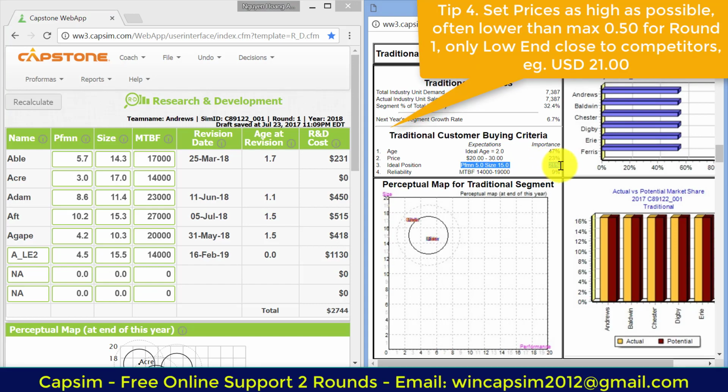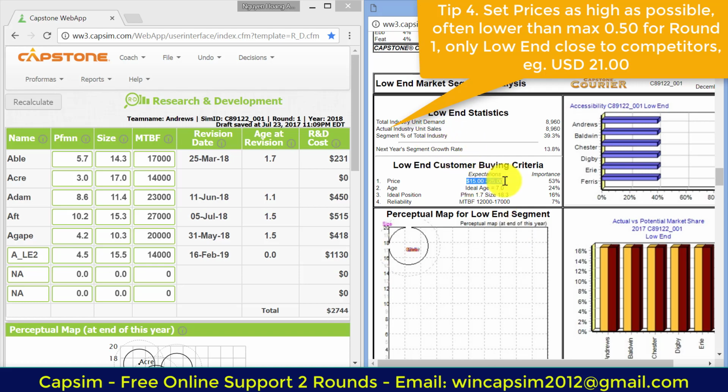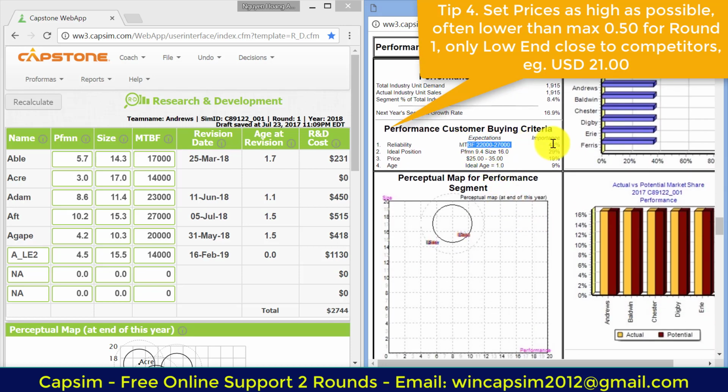After doing R&D, we check the report from last year to see the customer demand and buying criteria for each report, to make sure that our product is higher than the customer buying expectation. In later rounds, we will see that sometimes it costs too much time and too much cost to upgrade the product to the ideal spot. Sometimes it's very easy, sometimes it's difficult. That's the interesting thing about market fluctuation.